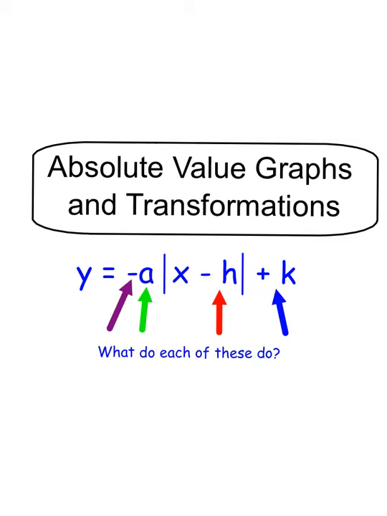So in this lesson, we're going to look at absolute value graphs and transformations of those graphs. We'll talk about what that means. And so our goal for today is if we are given an equation that looks like what I have here in blue, we will be able to identify what each of those things do. So what does the negative, the a, the minus h, and the plus k do? And we'll talk about that, and we'll summarize that at the end of this lesson.